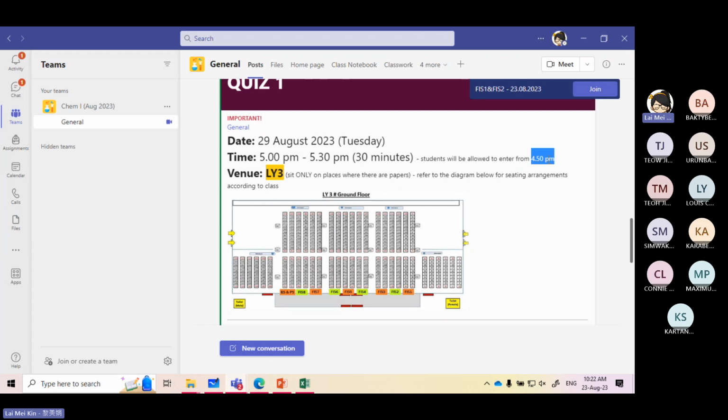Did you bring anything else, like electronic gadgets? You cannot bring in. The venue of the quiz is at LY3. LY3 is a large building near all your hostels, LY blocks. If you are not sure where it is, I advise you to try to look for it earlier.